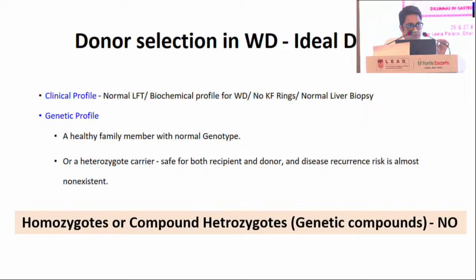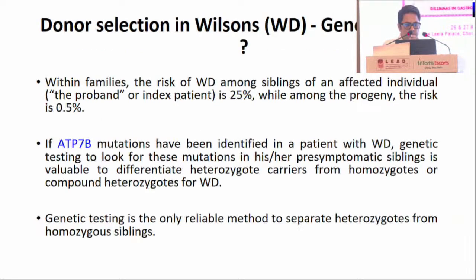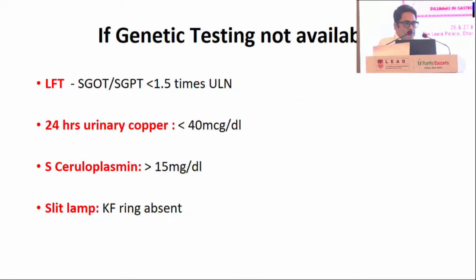And homozygotes should not be acceptable as donors. And this can be proven only with genetic analysis. Now, when we talk about donor selection in Wilson's disease, especially we should look for ATP7B mutation in donors when we compare it to recipients. Now, for the reasons I told you, genetic analysis is not always available.